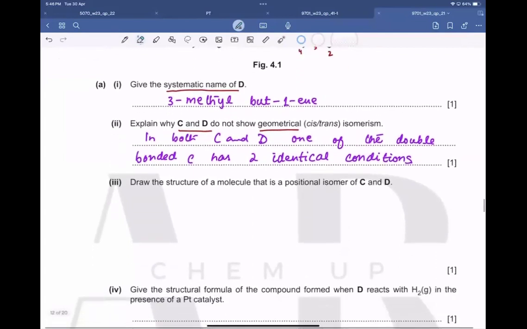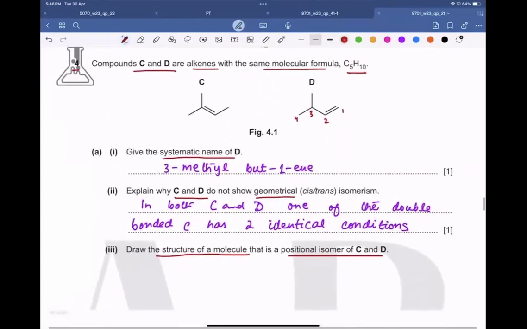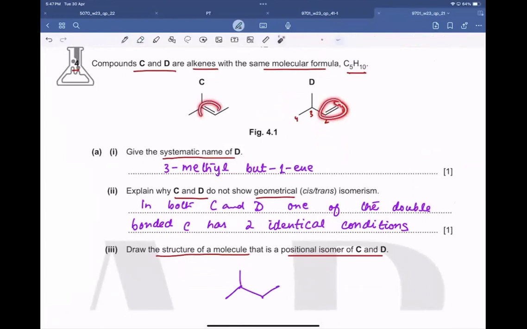Okay, now what they are saying: draw the structure of a molecule that is a positional isomer of C and D. So you have to change the position. If you see this, the double bond is over here. What if I keep the structure like this and change the position of the double bond? It was here, and now if I put the double bond over here, it would be a different position, right? So it would become a positional isomer.